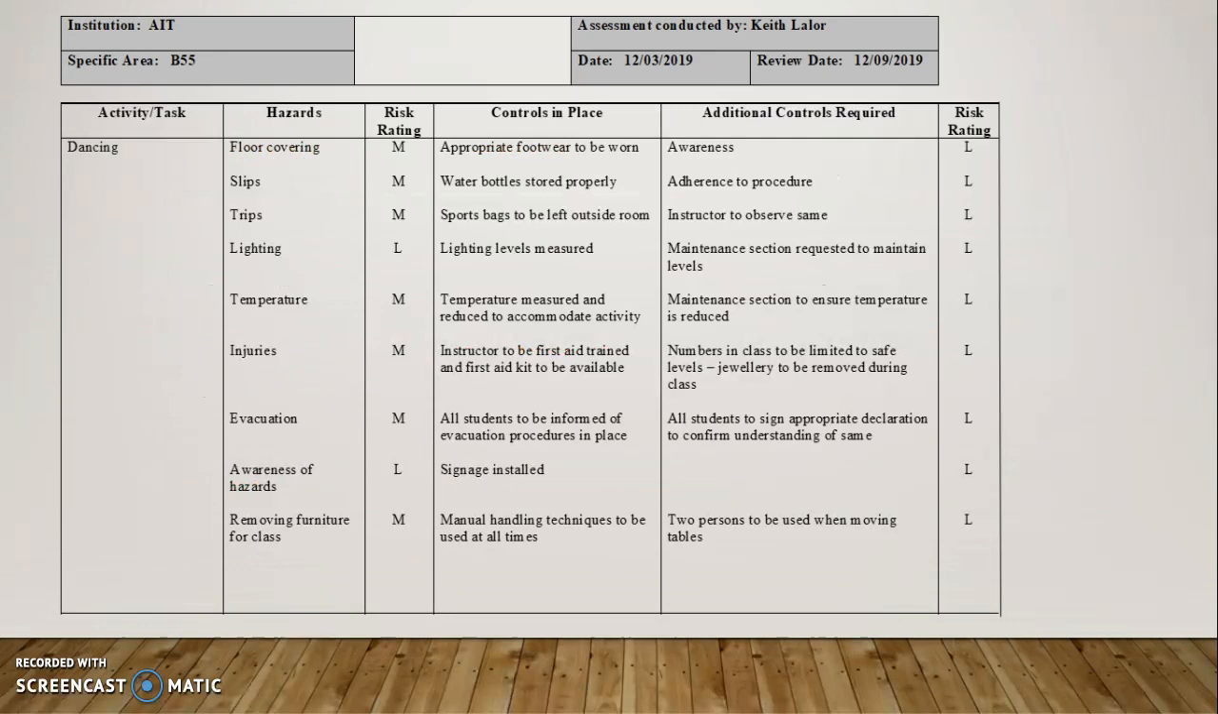This is the risk assessment that was carried out for the dance class. As we can see, we have a list of hazards which cover items such as the floor covering, slips, trips, lighting, temperature, injuries, evacuation, awareness of hazards, and removing furniture for class. We have those listed with a risk rating between medium and low. We have controls in place. We also have additional controls in place, and then we have our new risk rating because of these controls.